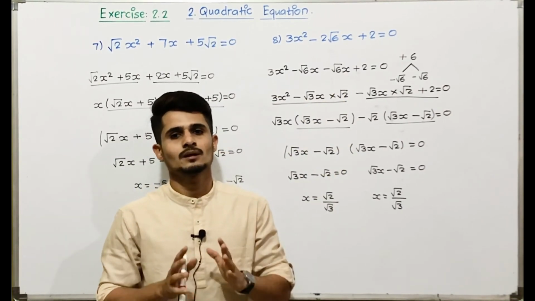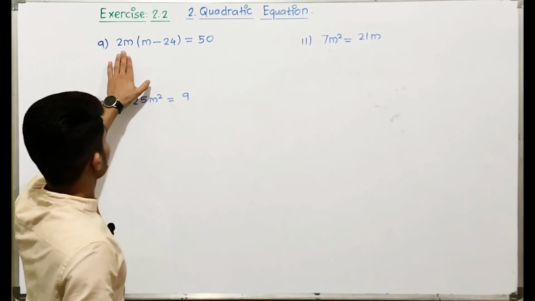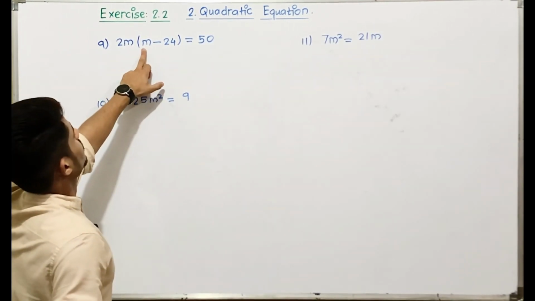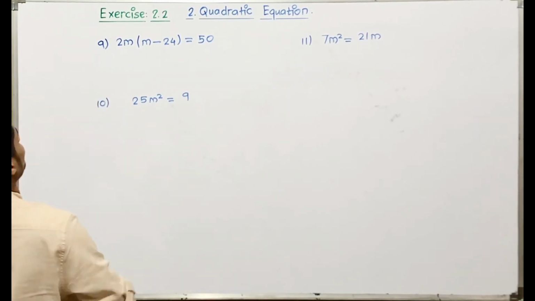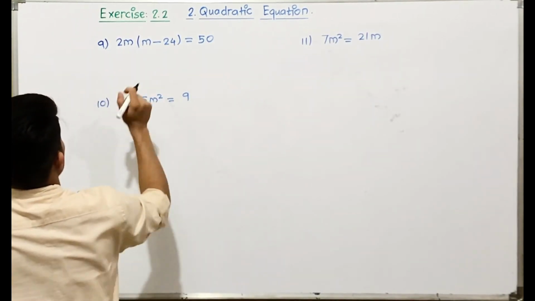Now we'll see question number 9. Sum number 9: 2m(m - 24) = 50. Firstly, we'll multiply this 2m with this bracket.